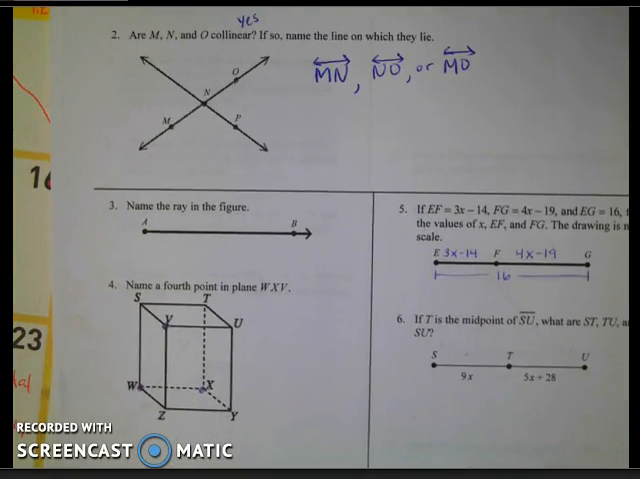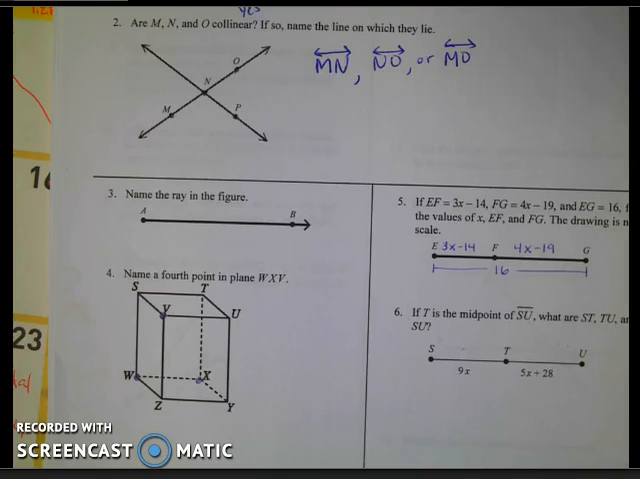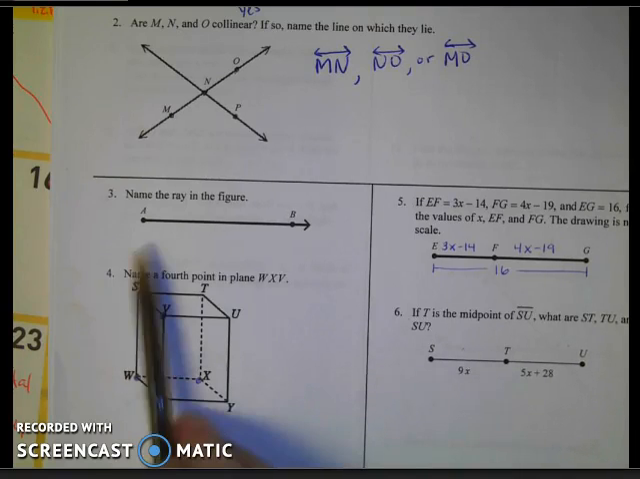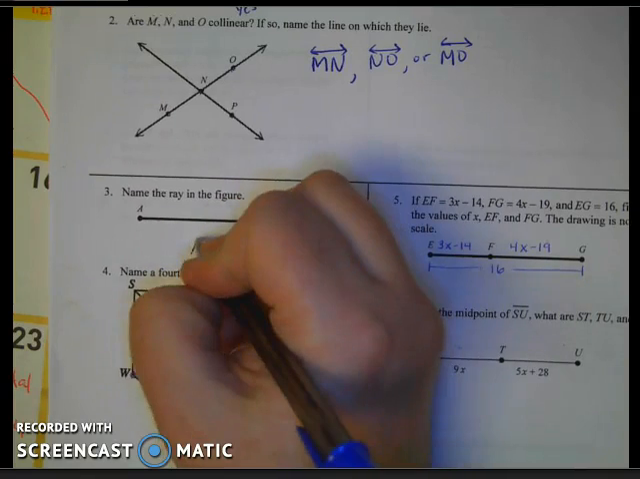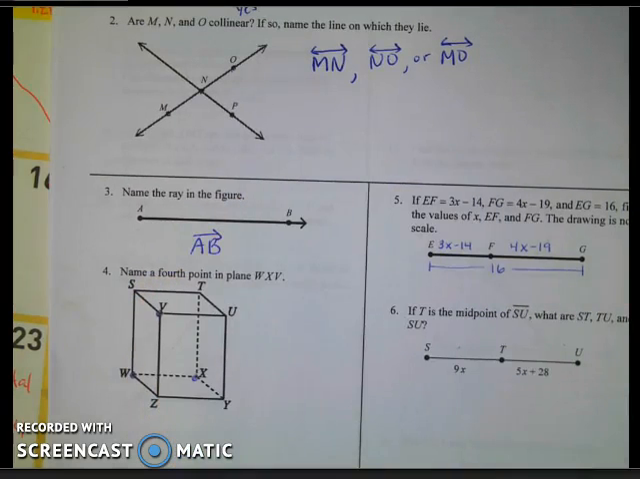Number 3, name a ray in the figure. We always name a ray by the end point first. So I would name this ray AB.